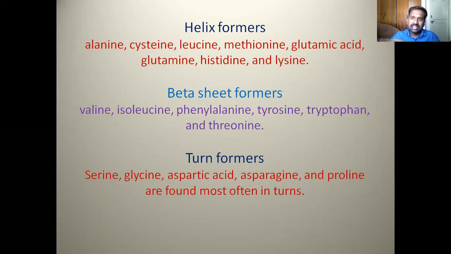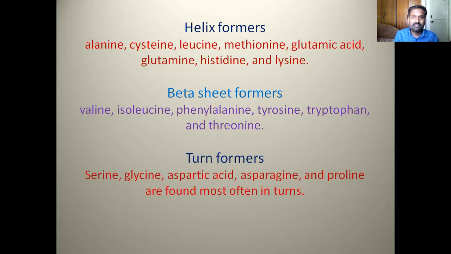In the helices, these are the amino acids which are mostly present: alanine, cysteine, leucine, methionine, etc. In the beta sheets, these are the amino acids which are present. In the turns, the bends and the loops which I showed you, these are the amino acids which are present. So we can make one interconnection here. What is that? By and large, I am not telling exclusively, by and large, the secondary structure of the protein is predetermined by the primary structure. Of course, there are exceptions.